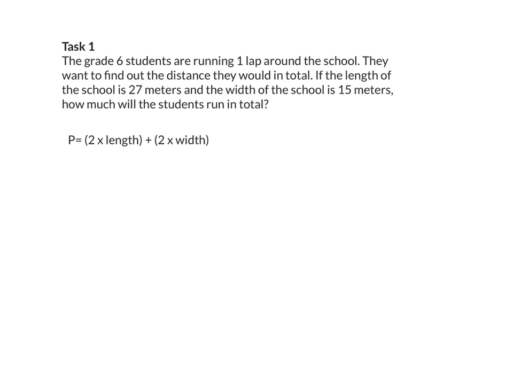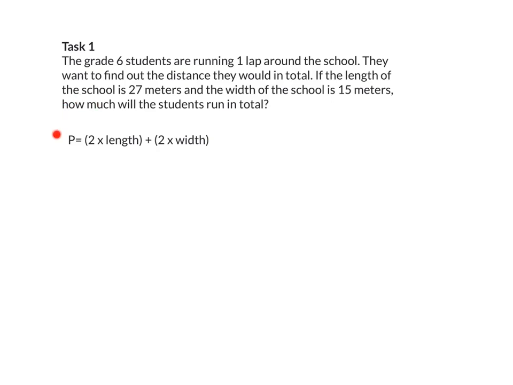So welcome back. So from my question, I need to find out how much the students ran in total around the school. So since I need to find the distance they ran around the school, I know that I would be finding the perimeter. So if I look at my question, I can pull out the important information that I already have. So I know that the length of the school is 27 meters, and the width of the school is 15 meters. So I can use the formula P equals 2 times length plus 2 times width, because I know that the shape of the school will be a rectangle.